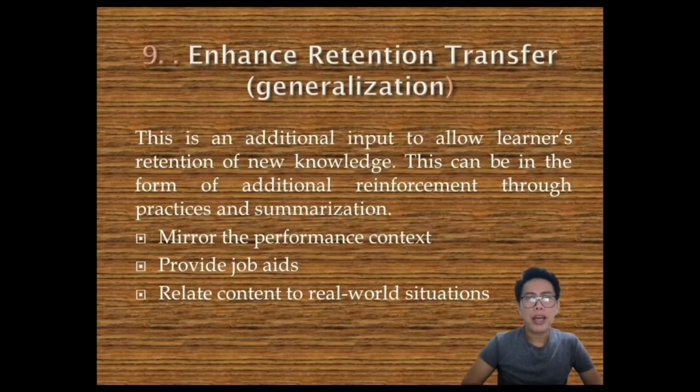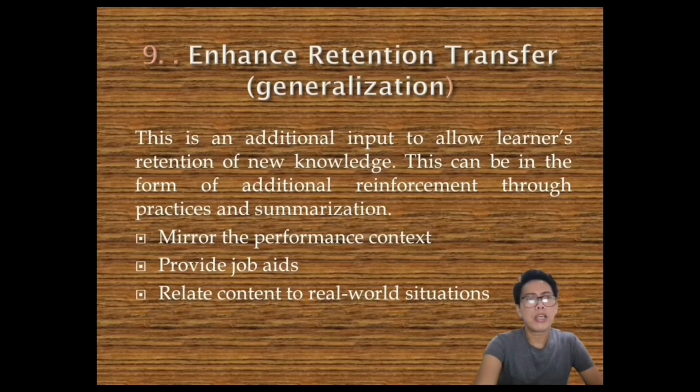So now, we have the enhance retention and transfer, or generalization. This is an additional input to allow learners retention of new knowledge. It can be in the form of additional reinforcement through practice and summarization. So the goal of the last event is to enhance retention and transfer. Learners must be able to apply their knowledge to real-world situations by the end of your instruction. This is without a doubt the most difficult of Gagne's events, so make sure that you give students plenty of opportunities to practice.